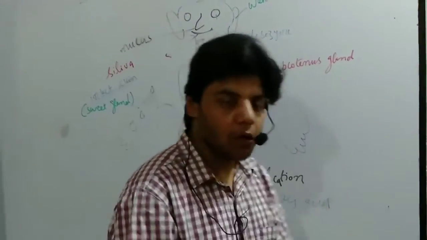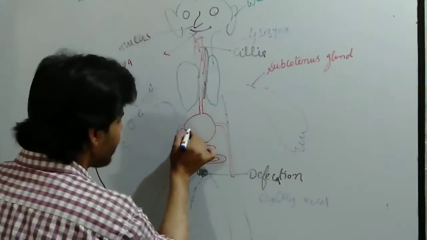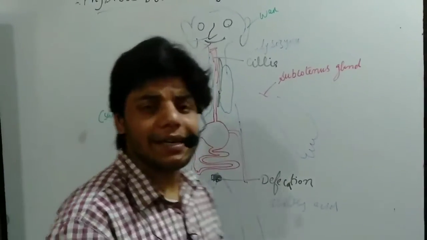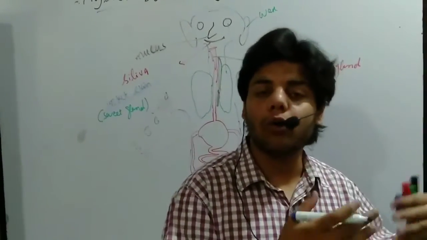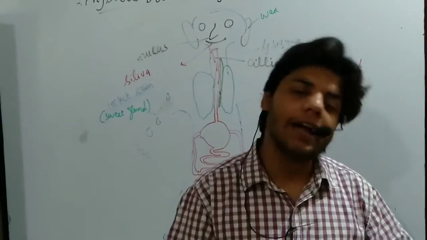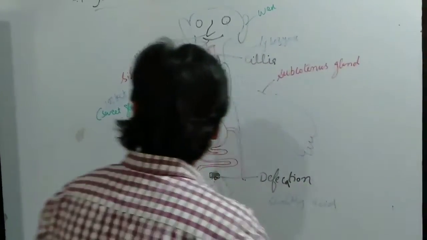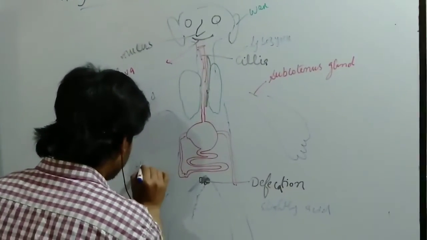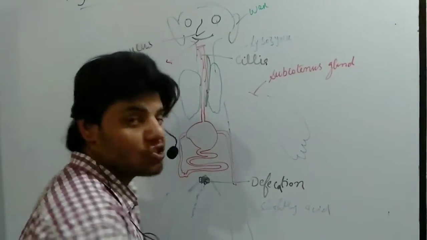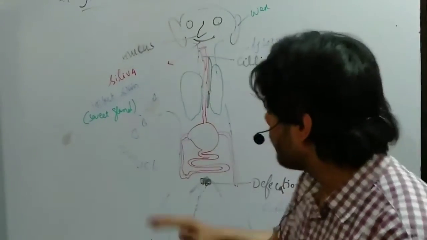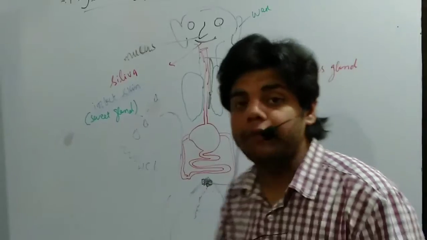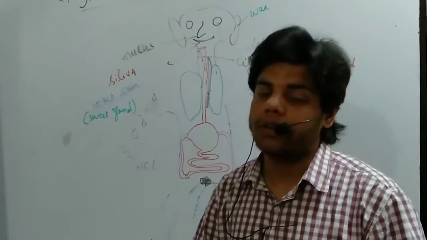Then we have the stomach. The stomach contains acidic secretions, which we call hydrochloric acid, and some other acidic enzymes. Let me write it in short form, HCl. This HCl has the property to kill microorganisms.